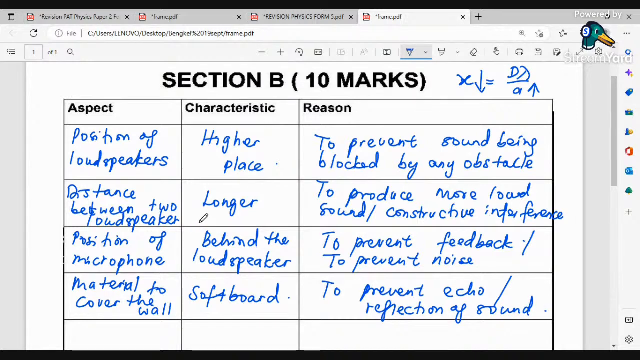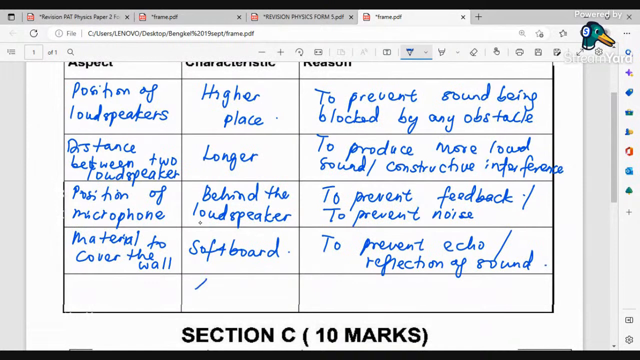Okay, so from here we can see X is chosen because inilah tulis semula on left side. Okay, position of loudspeaker is high place, longer distance between two loudspeakers, microphone is behind the loudspeaker, and softboard is used to cover the wall. So you get 10 marks for the question.